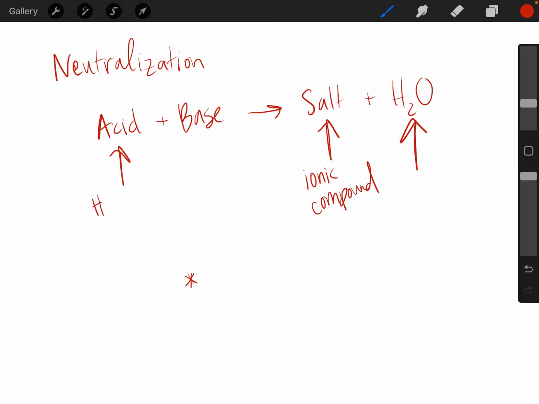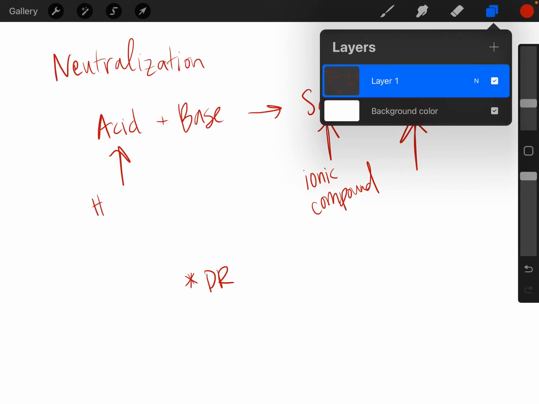Quick note, double replacements. Neutralization is technically like double replacement, but this is just a more specific type. Okay, so those are the 6 types. If you need more help, go back and look at your notes, at your practices, at the PowerPoint.